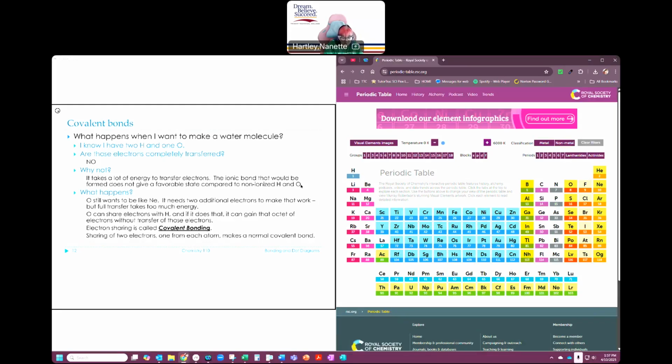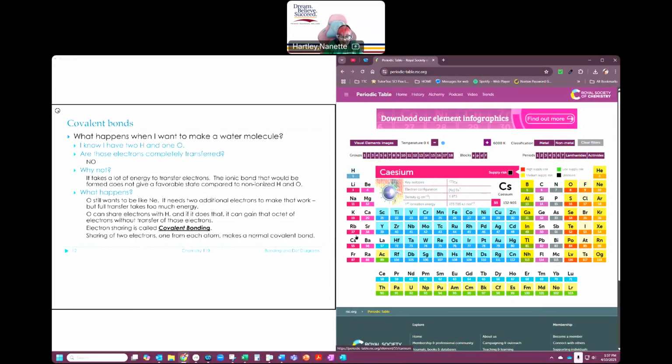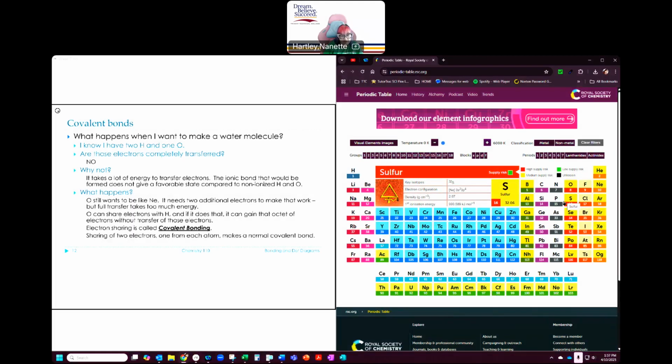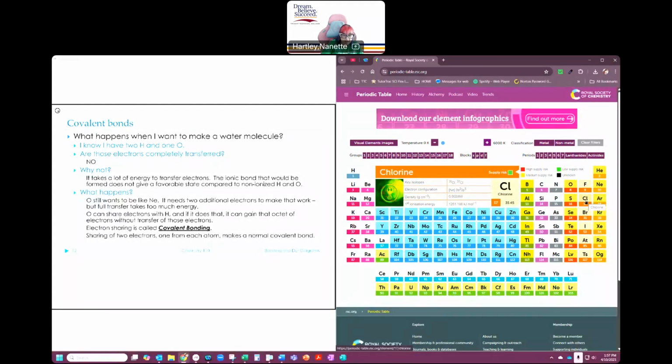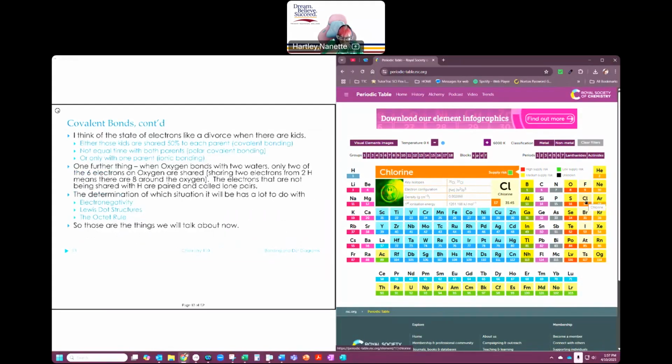So hydrogen, because he lives where he lives, notice that he's here, but he's not colored the same way as all of these metals. Even though he lives here, he is still considered a non-metal. And so that's a non-metal to non-metal bond, and that's considered a covalent bond. So that's a little bit different.